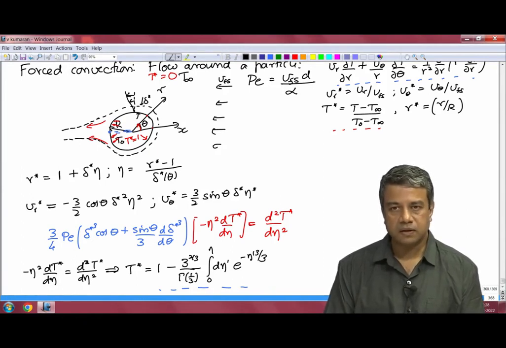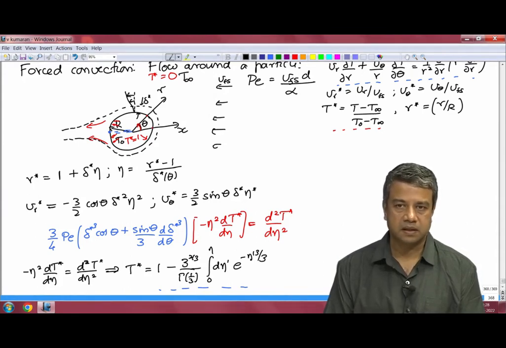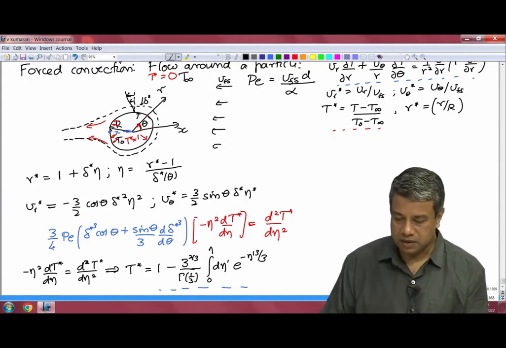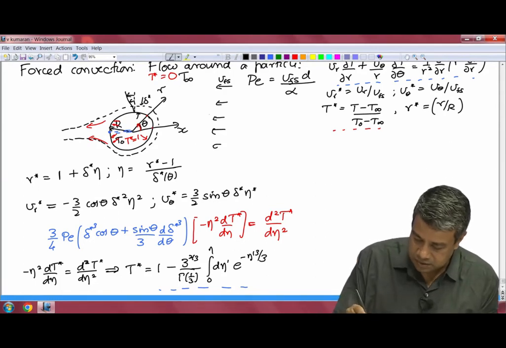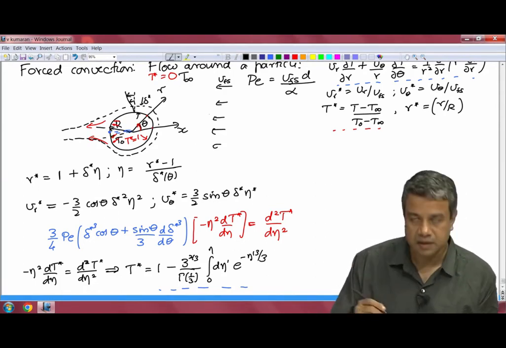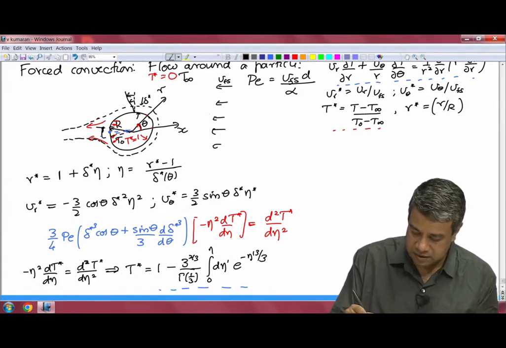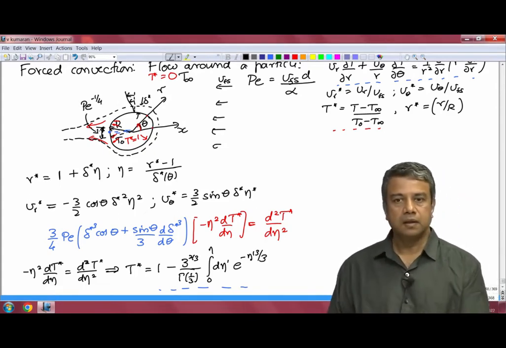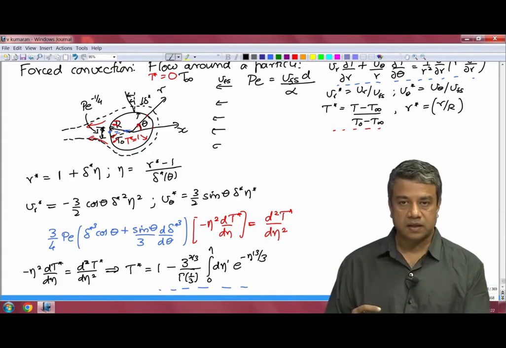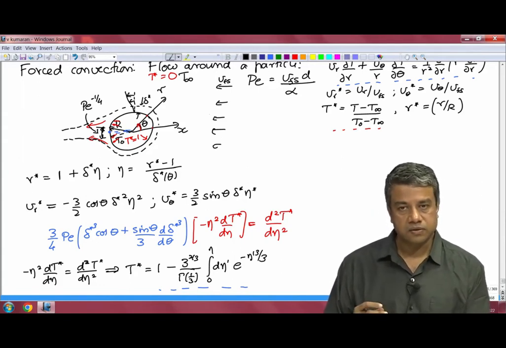In order to find out the boundary layer thickness at this point, I have to rescale my theta coordinate to a thin region close to the downstream stagnation point. It turns out that this region is of thickness Pe to the power minus 1 by 4, if you rescale it, where there is a wake region in which the boundary layer thickness goes to infinity.